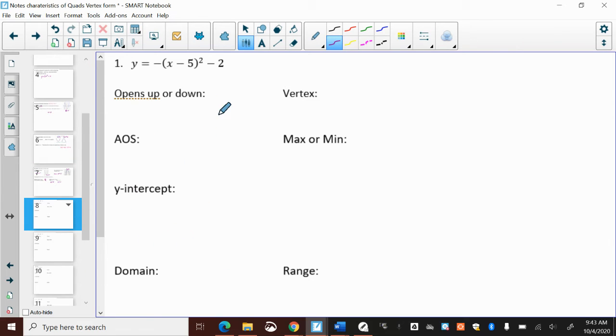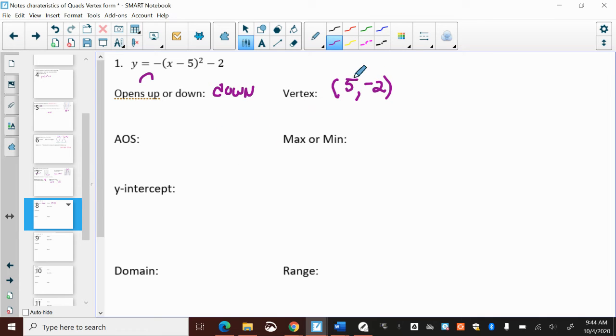So these are the questions you need to ask yourself. Does it open up or open down? It's minus, which means there's a reflection, so it is doing this. So it opens down. The vertex comes from the h and the k. Remember, it's always the opposite sign from what's inside the parentheses. So it's going to be 5, comma, -2.